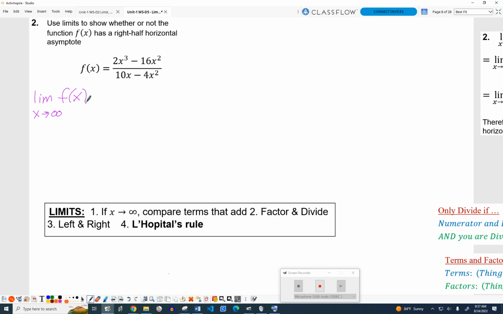Wait, why did we choose positive this time? Because this time they specified right half. Oh, sorry. So good question. No, keep asking. The thing I'm trying to impress upon everybody's mind is this.